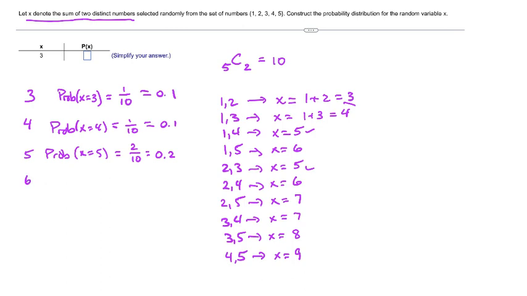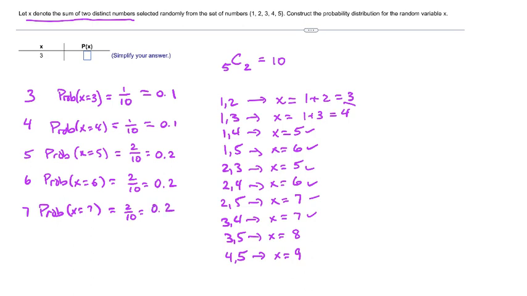For 6, we have a probability that... how many times did 6 occur? Well, 6 occurs twice as well. So we have 2 out of 10, or 0.2. For 7, the probability that x is equal to 7 is given by 2 over 10, because 7 occurs twice there. And so we have a value of 0.2.